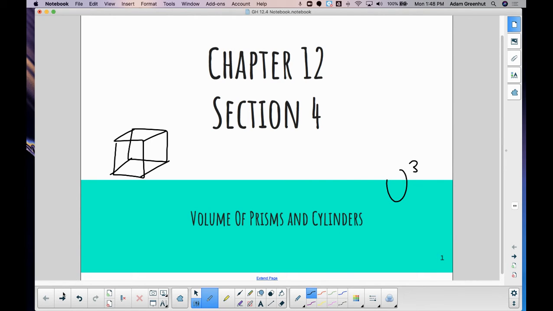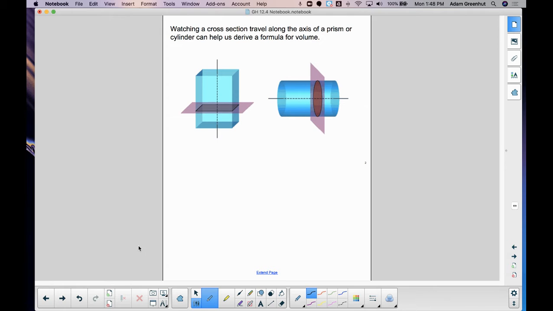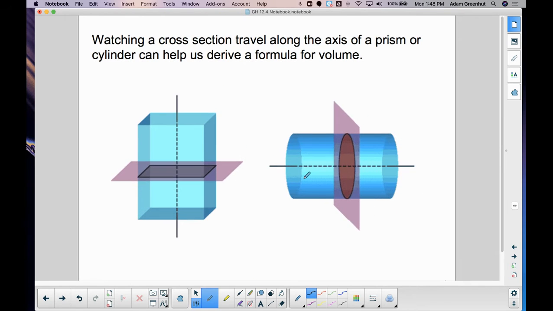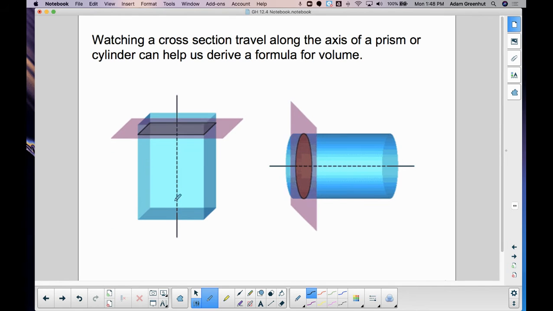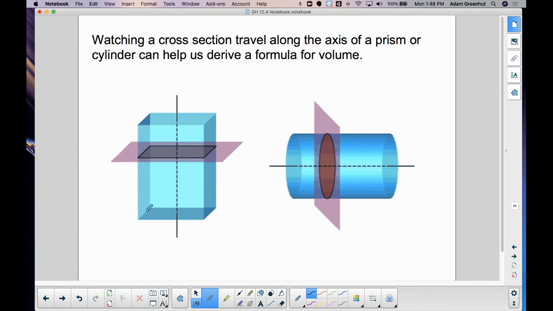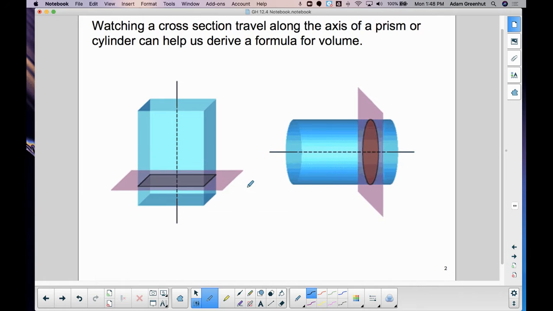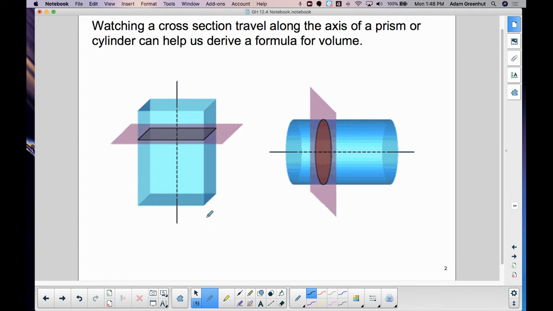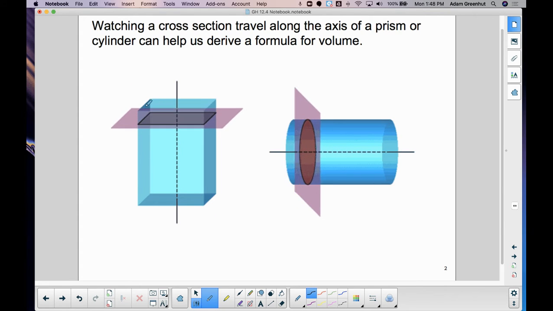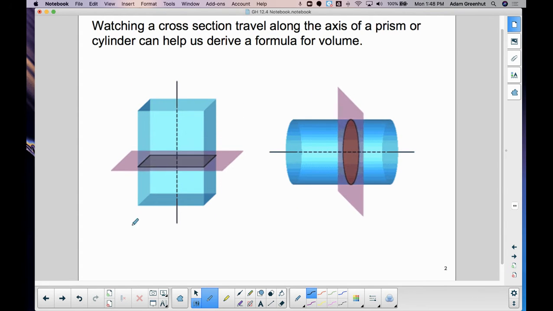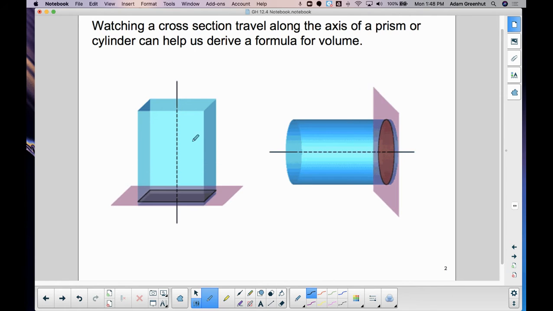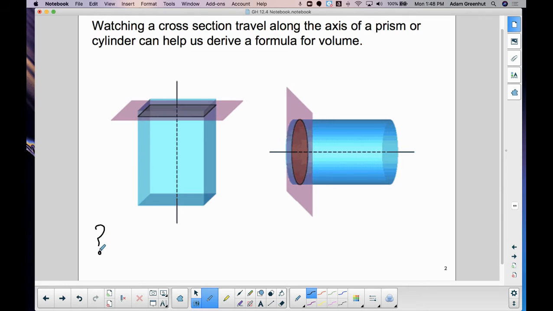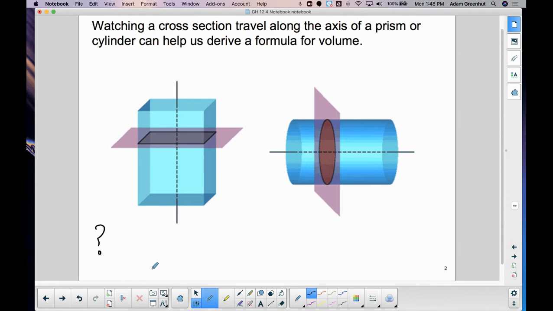So let's talk about finding volumes of prisms and cylinders. If you look at this animation that I have here, it might help you figure out a way to find the formula for the prism or the cylinder. If you notice what's happening, this base is traveling along this axis down to the bottom, and we're trying to figure out that space inside. So which of the following formulas do you think will work to find volume based on this?